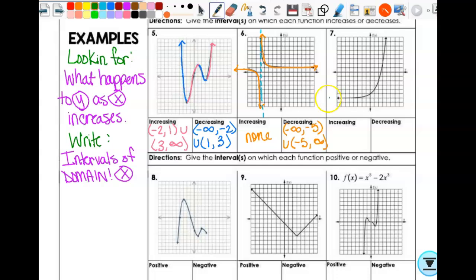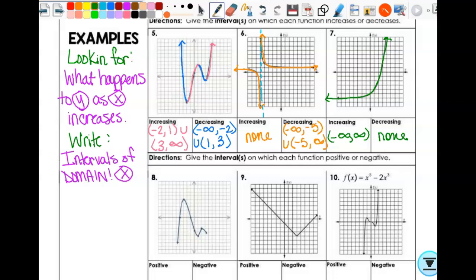I'm going to start out here at -infinity, and what's happening to my y values the whole time? Increasing, okay? So I start increasing at -infinity, and I'm going to increase all the way to infinity. I don't have any decreasing intervals. Any questions about that? Okay.